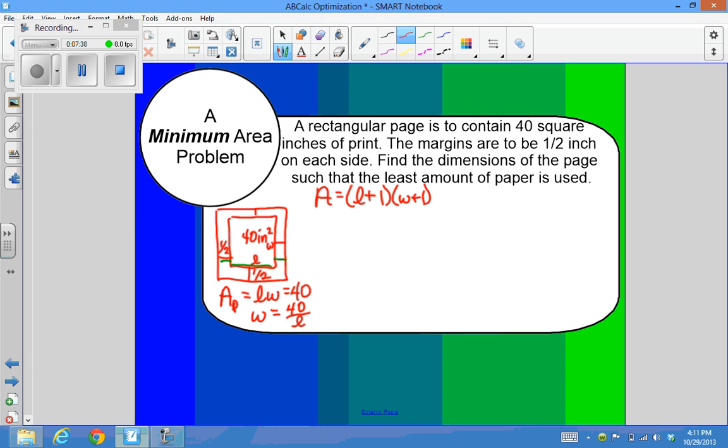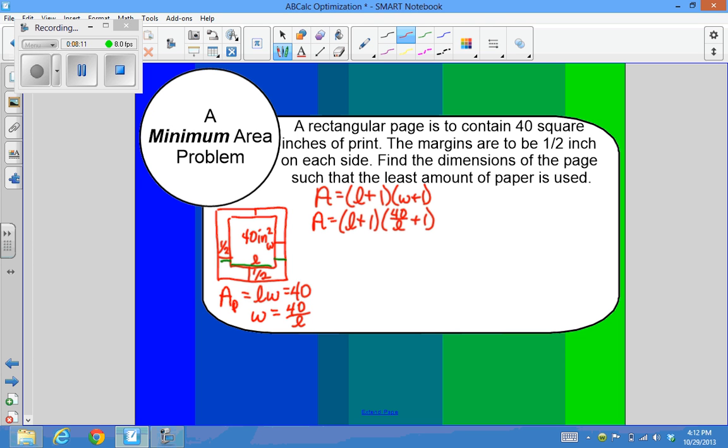Now you know why we solved down here, W equals 40 over L. So that's going to make my area equal L plus 1 times 40 over L plus 1. I know that to find dimensions so that least or most, that's always going to be a max or a min. I need my derivative set equal to 0.